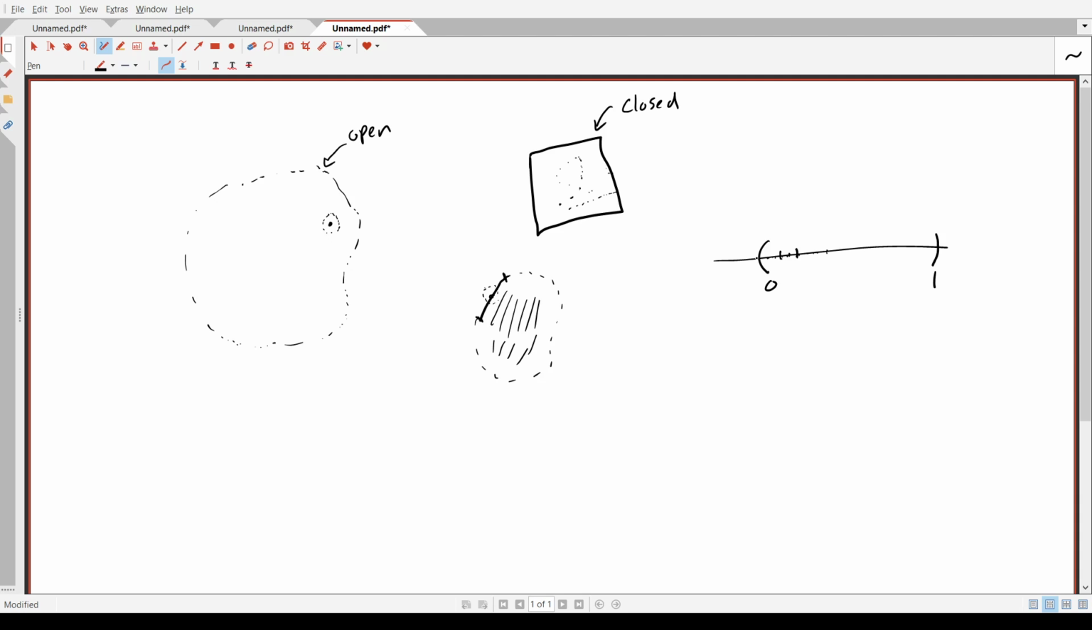Now a closed set. If I do a limit of points going to 0, all of these points are in my set, and if I do the limit of those points, I get 0, which is in my set.